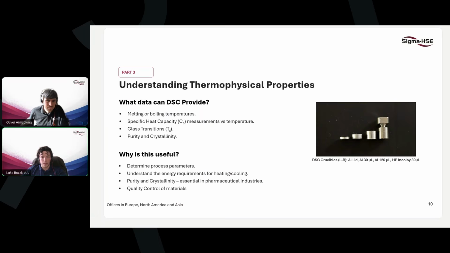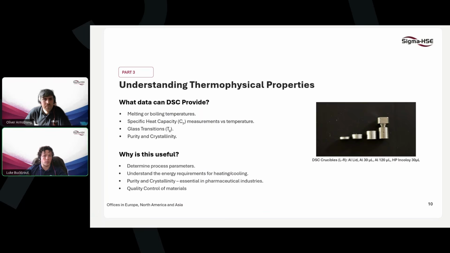And similarly to specific heat capacity, in the case of polymeric and amorphous materials, knowing the onset and magnitude of glass transitions is also really important, because they can directly affect the specific heat capacity, but also material properties which may make a polymer easier to handle. So again, it can help optimize these processes and determine these process parameters.